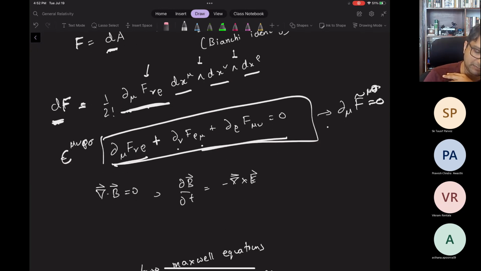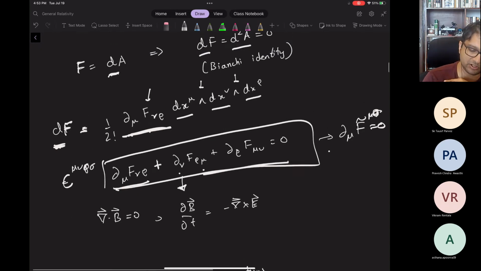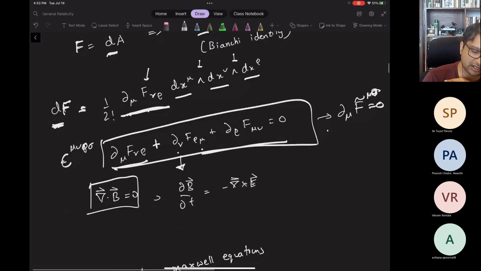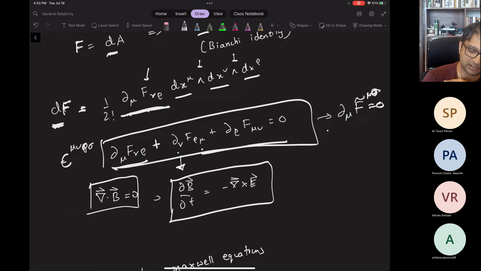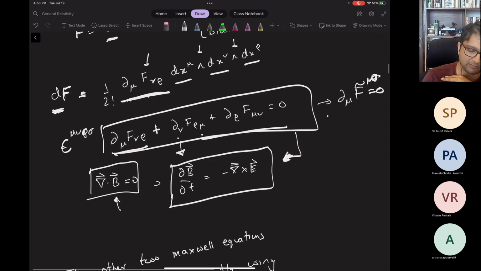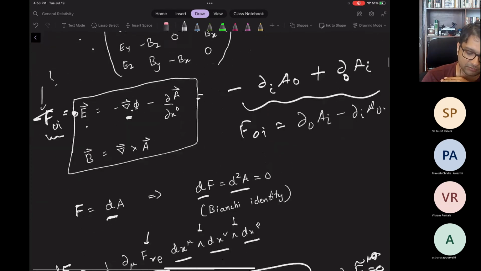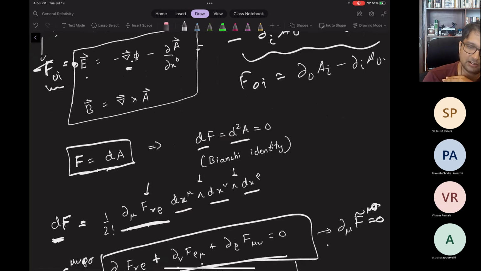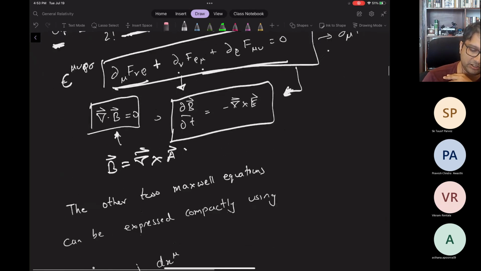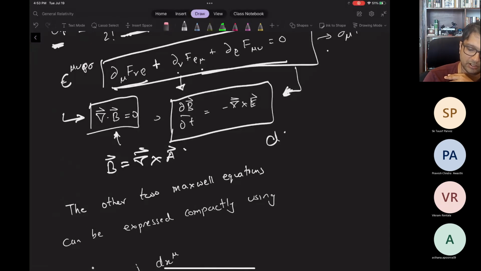Basically this equation, if you express it in terms of B and E fields, is two of Maxwell's equations. It's the equation del dot B is 0, and the equation partial B partial t is minus del cross E. This is the Bianchi identity. How do you get Maxwell's equations for free? You get them from the fact that B being divergenceless means that B can be written as the curl of some field. So by defining F to be dA, that already guarantees that something like this is true, or in other words, dF will be 0.